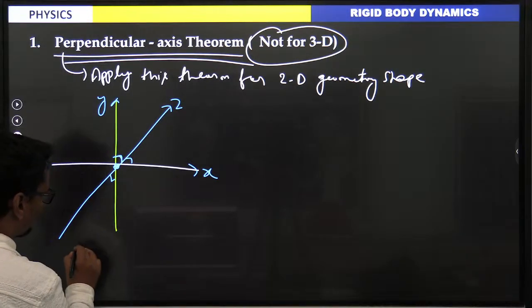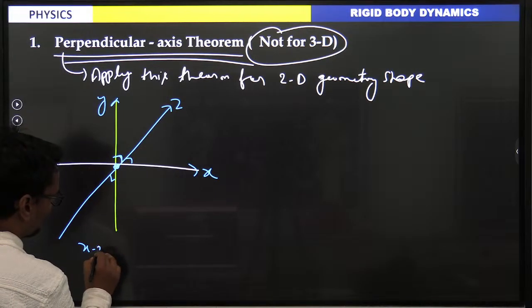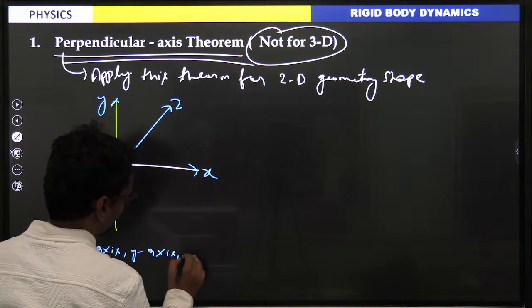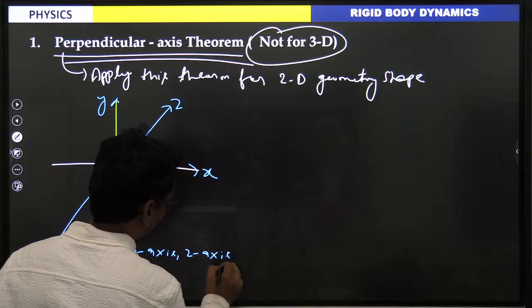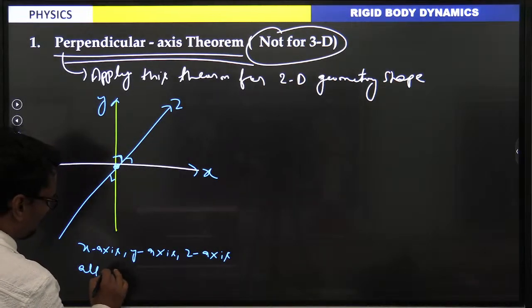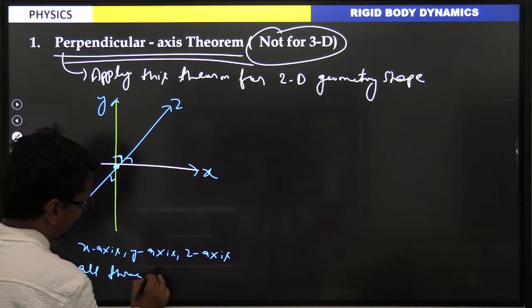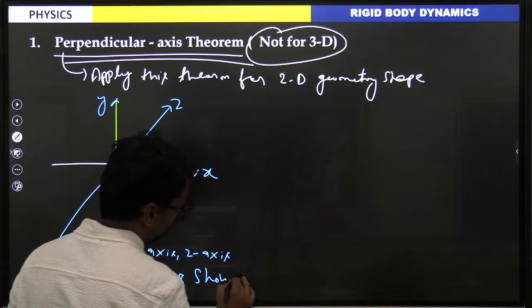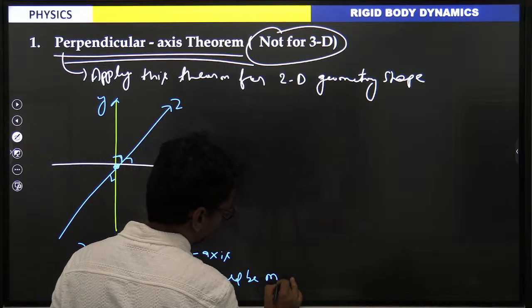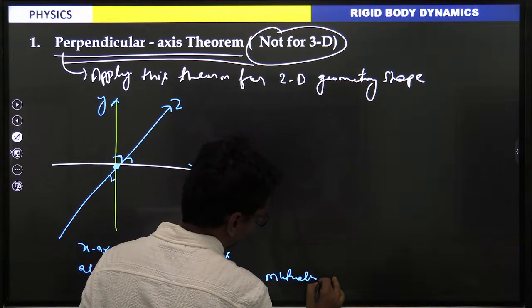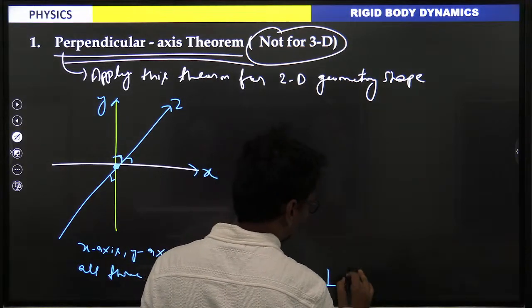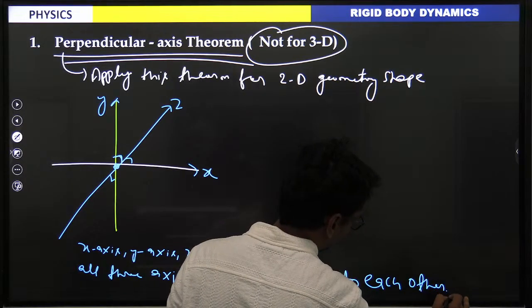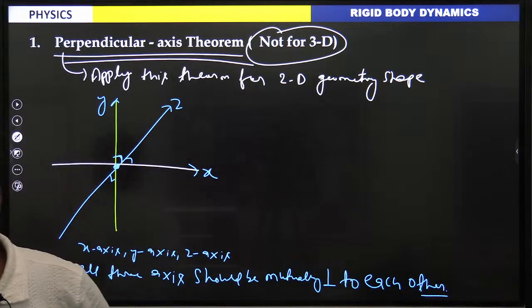All axes: x axis, y axis and z axis, all three axes should be mutually perpendicular to each other. Now, clear?